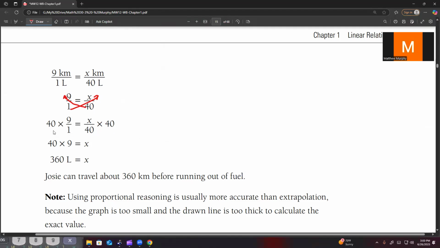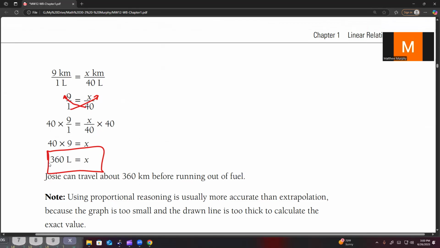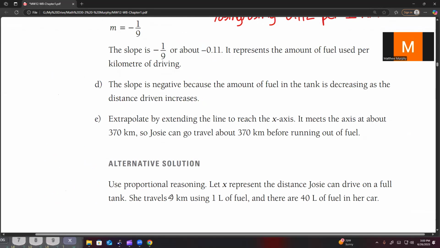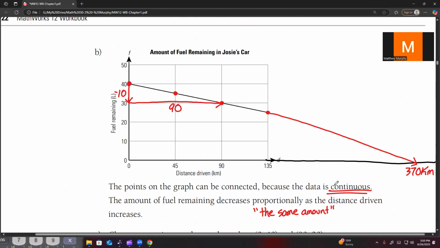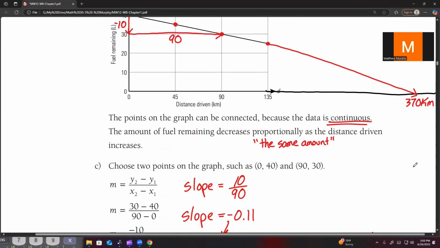So you can kind of skip past this part here. 40 times 9 equals 1 times X. So you just end up with X. And 40 times 9 is 360. So Josie can travel about 360 kilometers before running out of fuel. And based on our graph, the extrapolation predicted was 370. But again, we didn't really have a proper graph to do so.